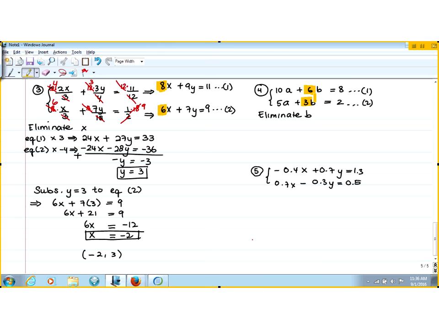So I'm looking at this. This is 6 and this is 3. What is the least common multiple? 6. So the equation 1 we will just copy then. Okay. 10a plus 6b is negative 8. What about equation 2?